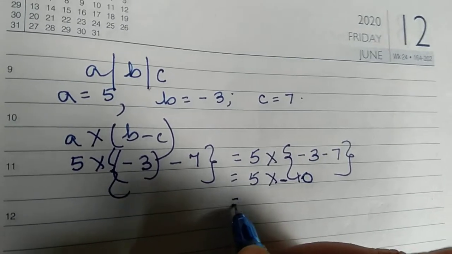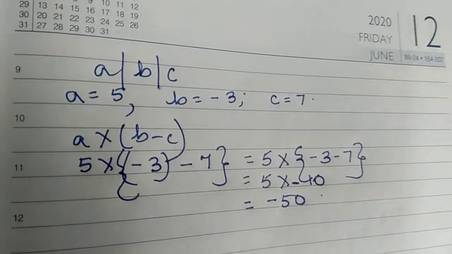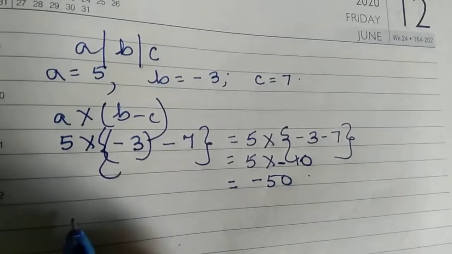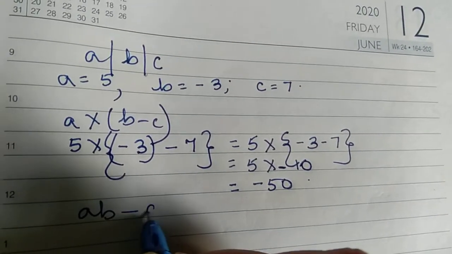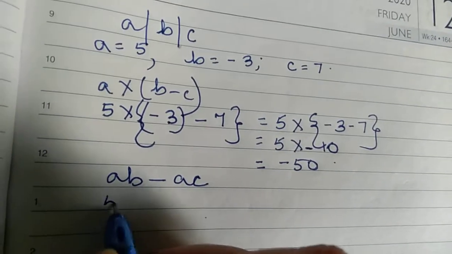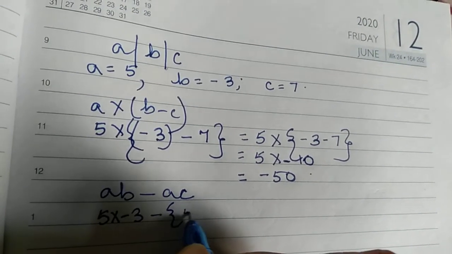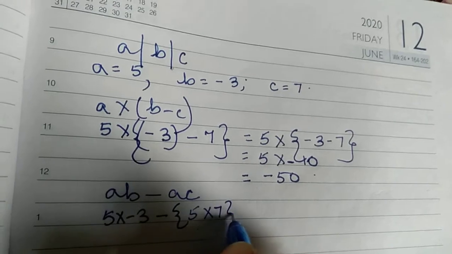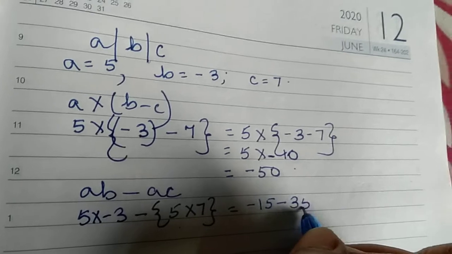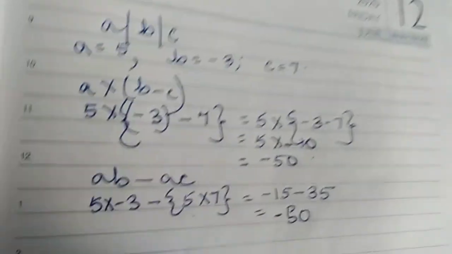So if this is minus 10, this is minus 50. Understood? Now, if I multiply A into B minus AC, what does it become? A is 5 into minus 3 minus 5 into 7. So that is minus 15 minus 35. So this is again minus 50.